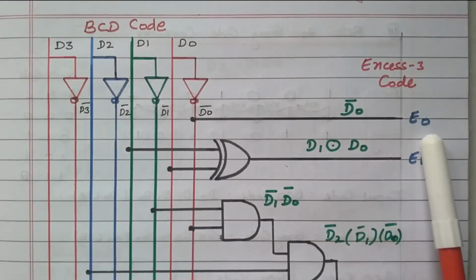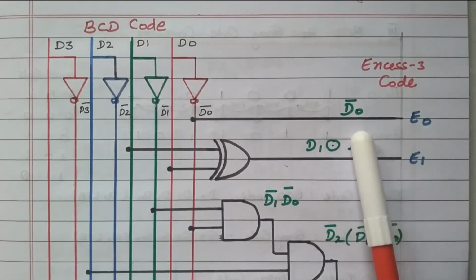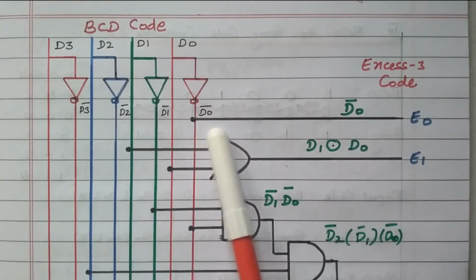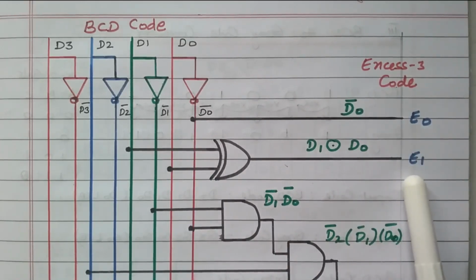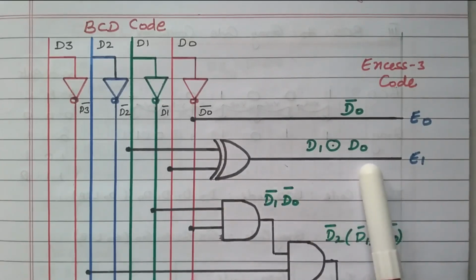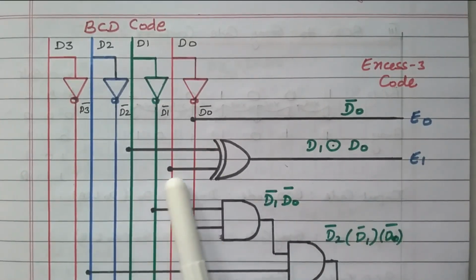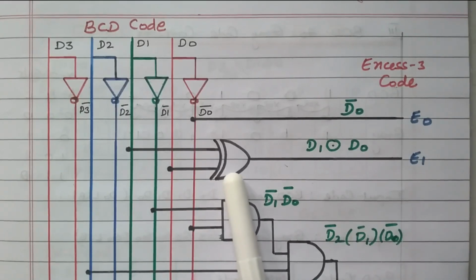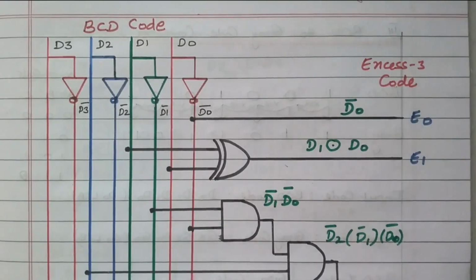First we start from E0, the LSB. So E0 is nothing but D0 dash. We already discussed in the K map. So we are connecting with the D0 dash, right? So here we got the XS3 code LSB value E0. What is E1? E1 is nothing but the XNOR gate of D1 and D0. That also we discussed in the K map, right? So D1 is connected here and D0 is connected to the XNOR gate, so that we got the output E1, right?